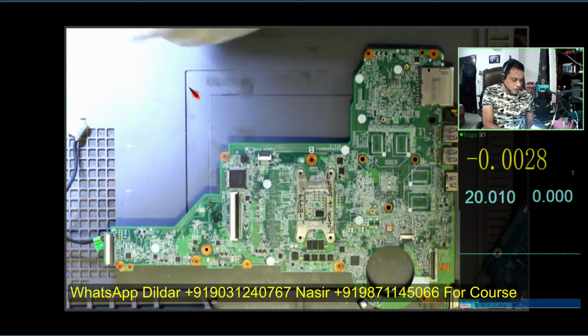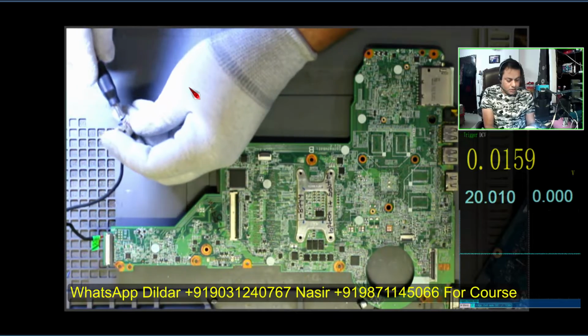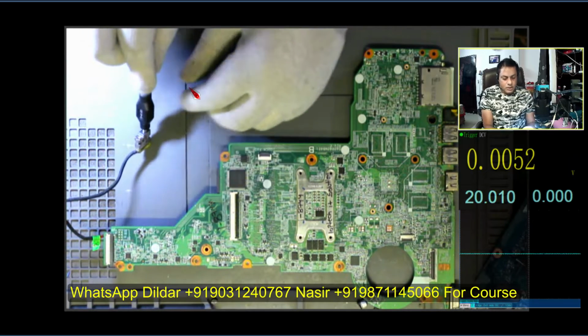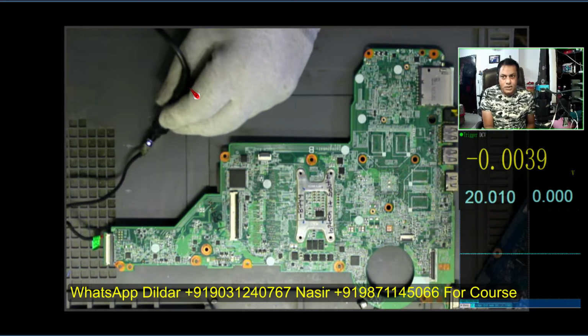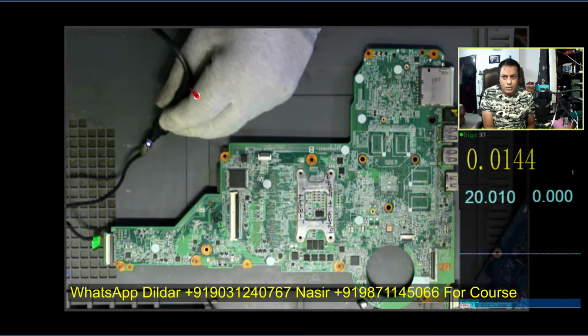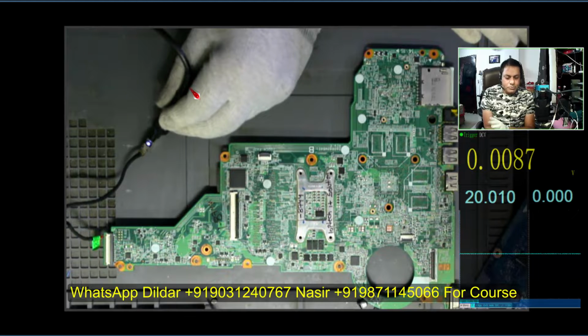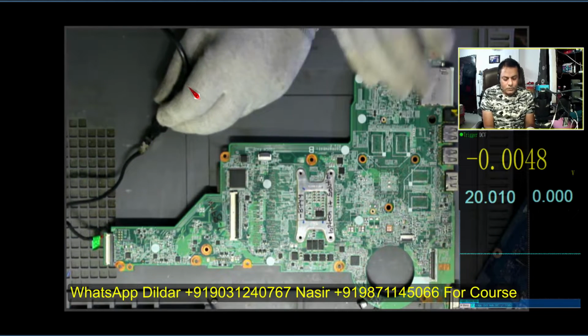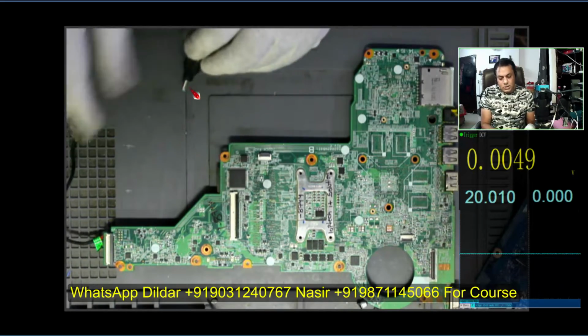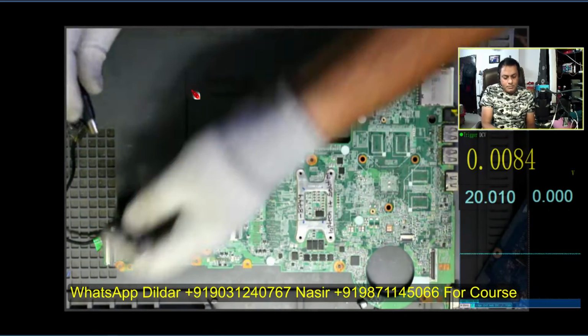So let me insert the DC jack into the motherboard. Now you will see, let me turn it off. You will see it will keep on blinking. So this is a different case study, and this is a different case study. All types of blinking problems are never the same. Okay, so this is also a blinking problem.